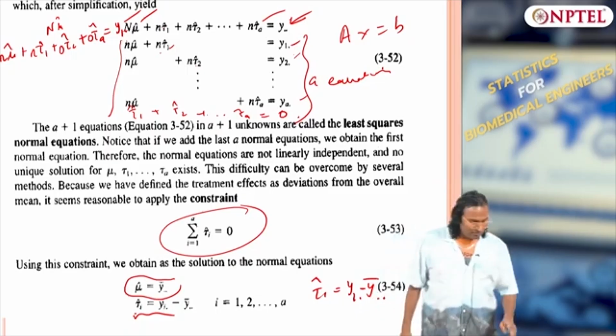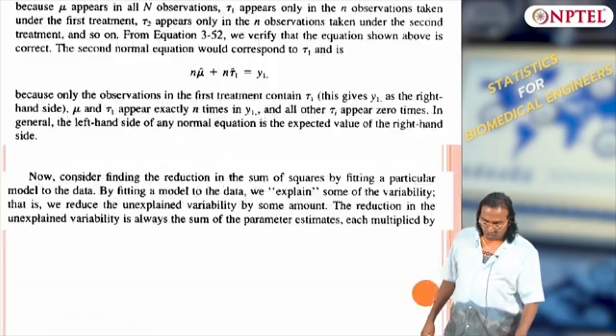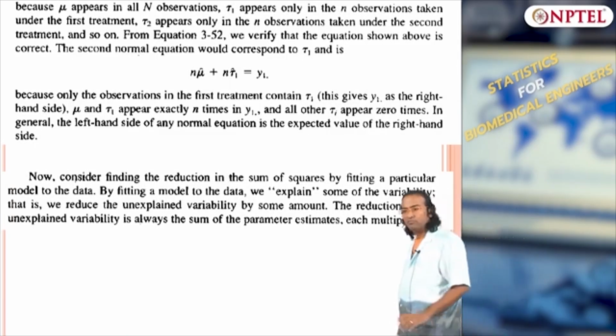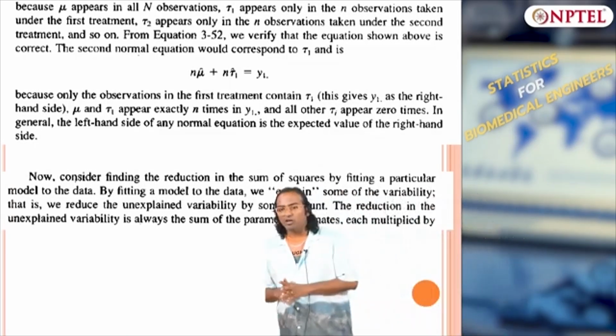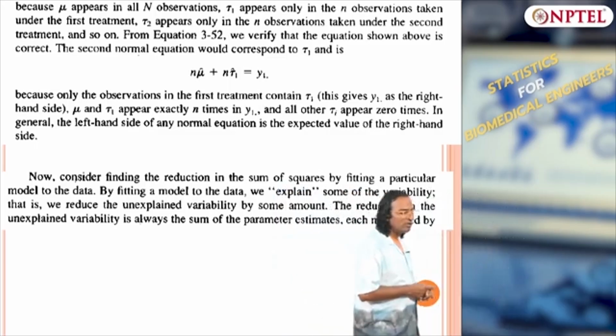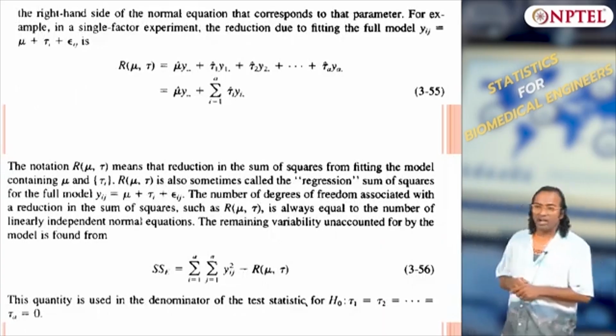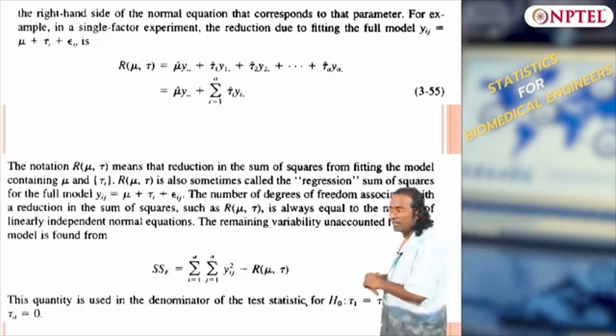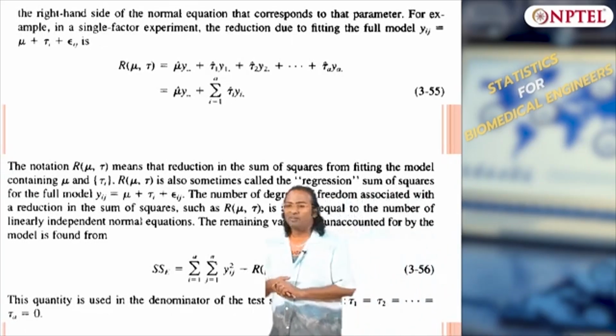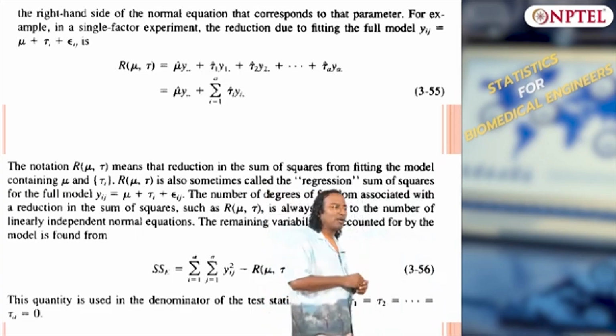Clear? Everybody? So far so good? Agreed? So now we start talking about the R square statistic. Remember, we simply state R square statistic is what? The variance explained by the model divided by the total variance.